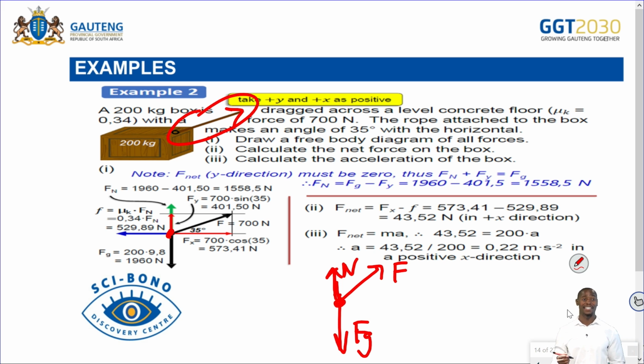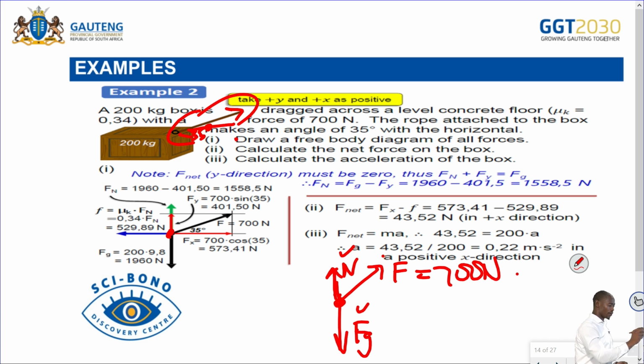With a force of 700 newtons. So this force is 700 newtons. Then the rope attached to the box makes an angle of 35 with the horizontal. So this angle is 35, not 30 but 35 degrees with the horizontal. All right. So then draw a free body diagram of all the forces. So the forces are the normal force, Fg, your F, and your frictional force, your Fk there. So these are the forces, 1, 2, 3, 4. So this is the free body diagram that we're expecting.